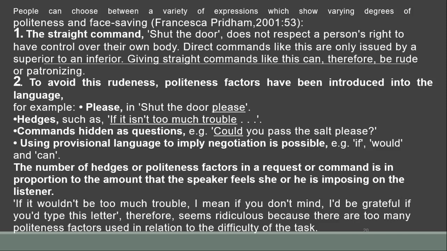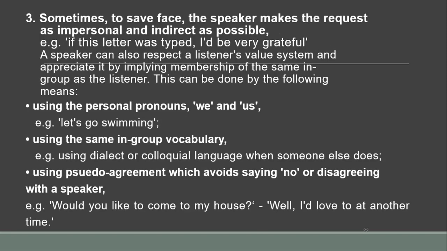You must not be extremely polite and do not use many strategies at the same time. Look at the task. You can say, "If it is not too much trouble, can you please write a letter?" Or "Can you please write a letter?" Or "I would be grateful if you would write a letter for me." So these strategies should be adopted logically. Then sometimes, to save face, the speaker makes the request as impersonal and indirect as possible. Like, do not say I, use indirect language: "If this letter was typed, I would be very grateful."